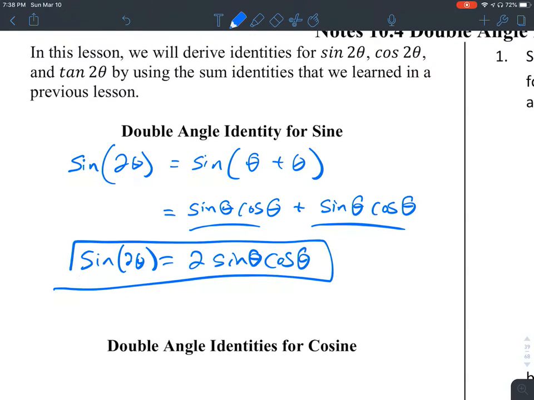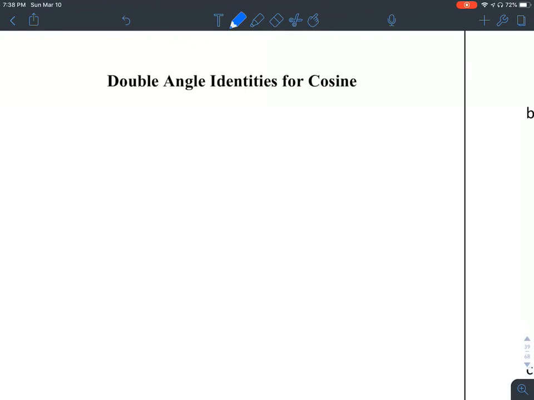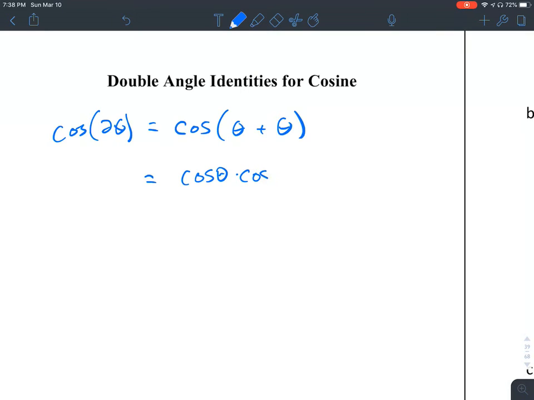So this is the double angle identity for sine, which you need to memorize. Double angle identity for cosine. So we have cosine of 2 theta. That's going to equal, this is me showing you where the identity is coming from right now, cosine of theta plus theta. Well, that's equal to cosine of the first angle times cosine of the second angle, minus sine of the first angle times sine of the second angle.